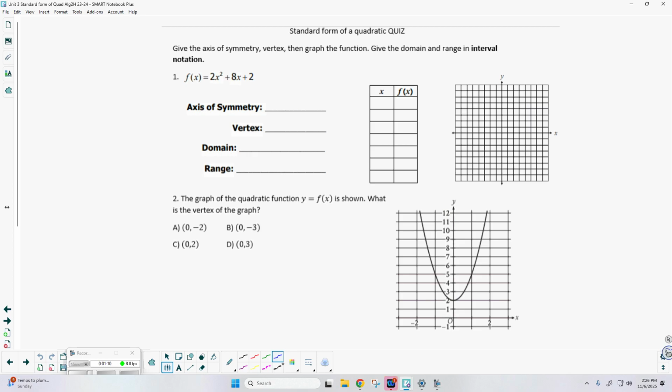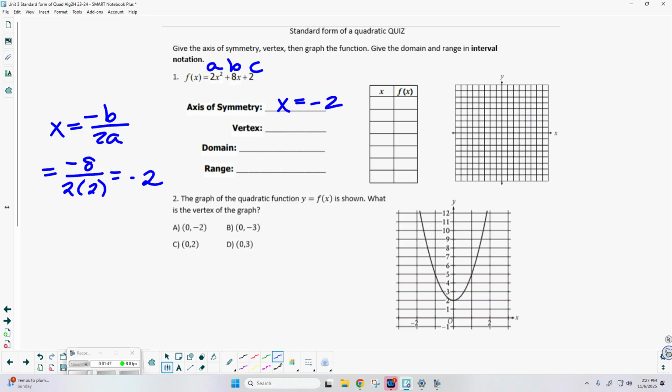So what was that expression that was super important with standard form? The opposite of B over what? Over 2A. There we go. So we have an A, a B, and a C. It looks like the opposite of B is -8 divided by 2 times A. A is 2. So -8 divided by 4, we're getting a -2. Now remember, that's your axis of symmetry, but I did ask that you write it as an equation. So x equals -2. If you put -2 with no x equals, that's why you got a point off.